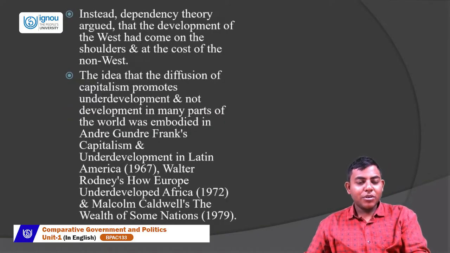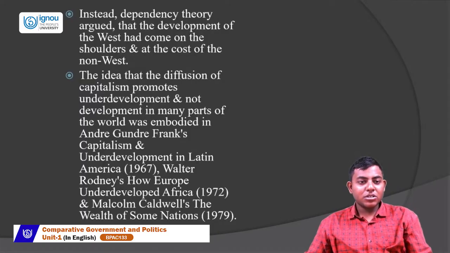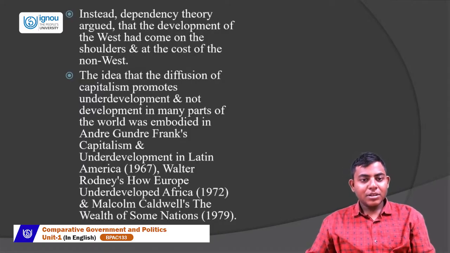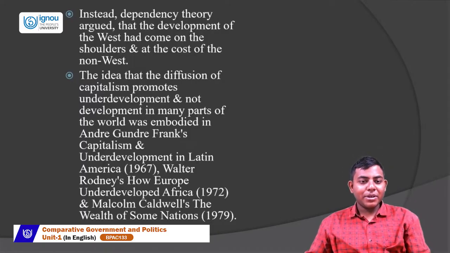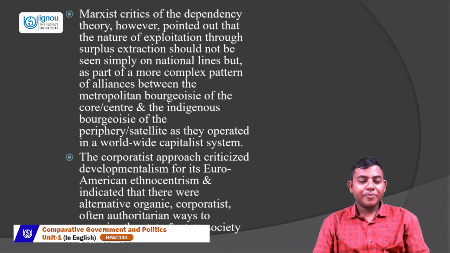Instead, dependency theory argued that the development of the West had come on the shoulders and at the cost of the non-West. The idea that the diffusion of capitalism promotes underdevelopment and not development in many parts of the world was embodied in Andre Gunder Frank's Capitalism and Underdevelopment in Latin America, 1967, Walter Rodney's How Europe Underdeveloped Africa, 1972, and Malcolm Caldwell's The Wealth of Some Nations, 1979.